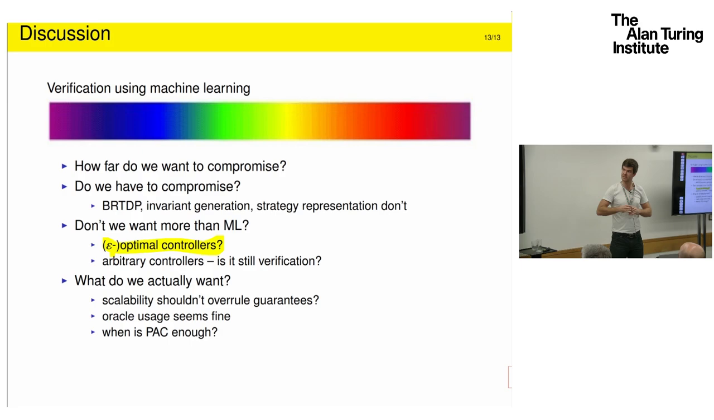Maybe we could be fine with PAC guarantees. Maybe in real life, anyway, you cannot really in the end hope for anything more because the transition probabilities are anyway retrieved from somewhere, and you cannot possibly trust them completely. So maybe a PAC is enough. And the general question is how far we want to compromise, because on the one side we have this hot area of machine learning that is really amazing, but our guaranteed techniques are pretty cool.